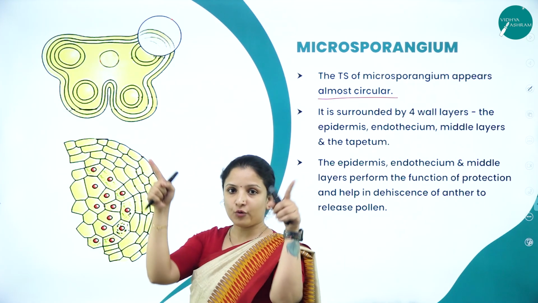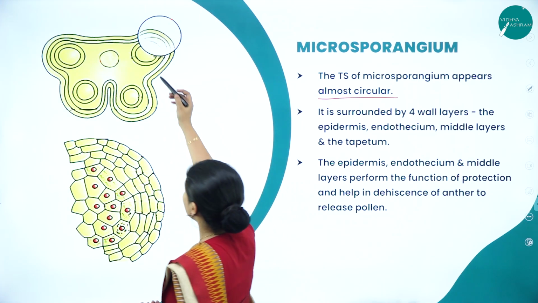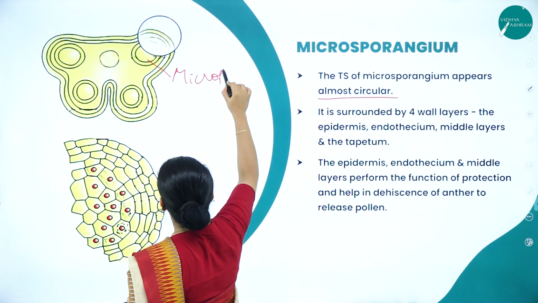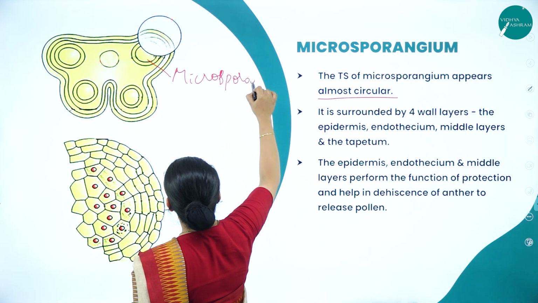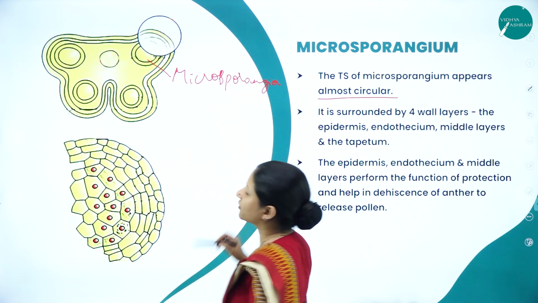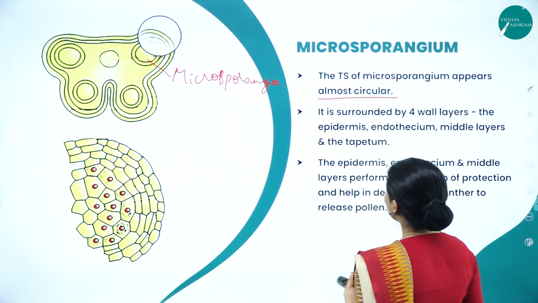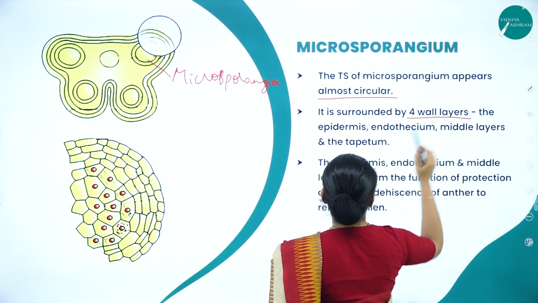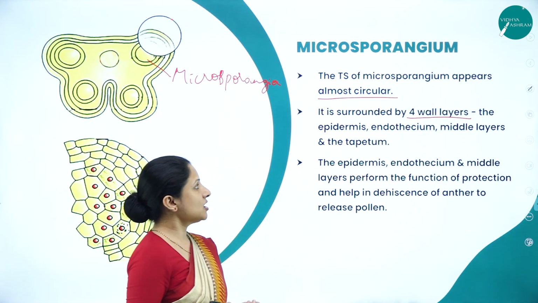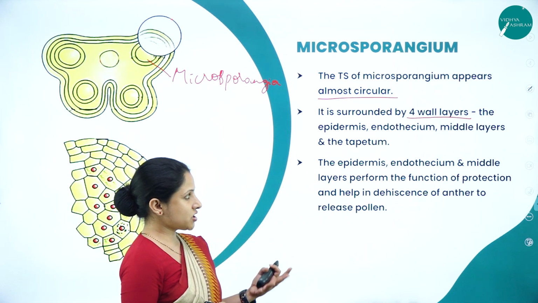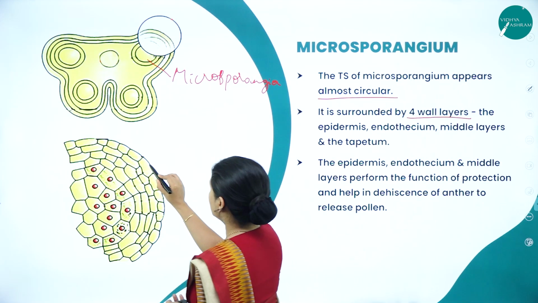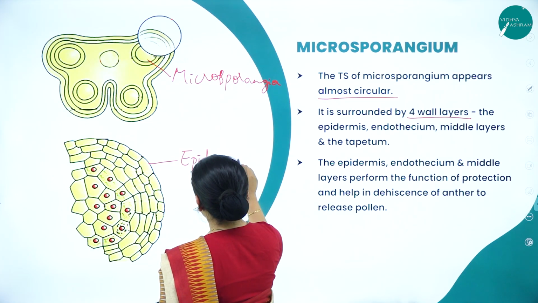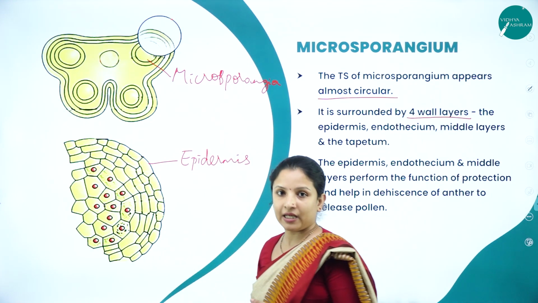Remember like that. The TS of the microsporangia usually appears almost circular. Of course the anther is lobed, but when you see the microsporangia inside, they are almost circular. So each of the microsporangia appears circular in structure, and it is surrounded by 4 walls. How many walls? 4 wall layers. The outermost is the epidermis, endothelium, middle layer.